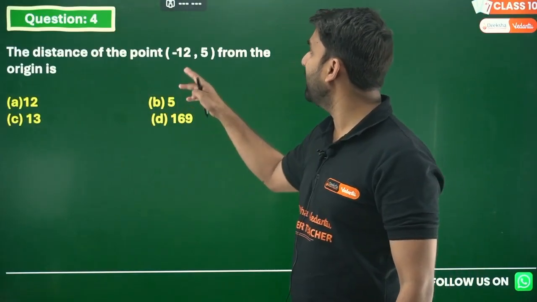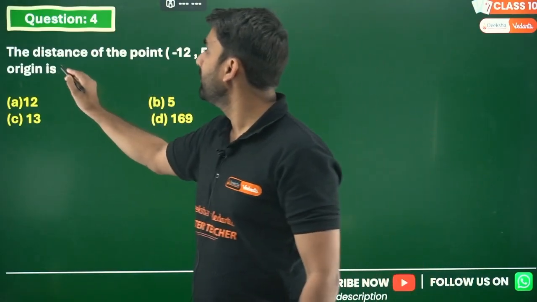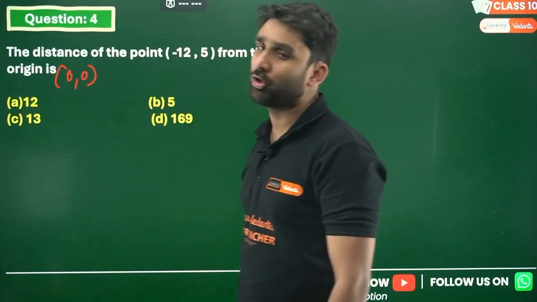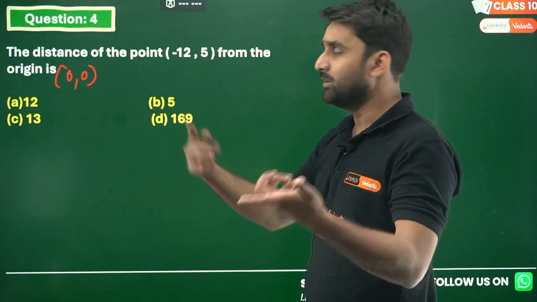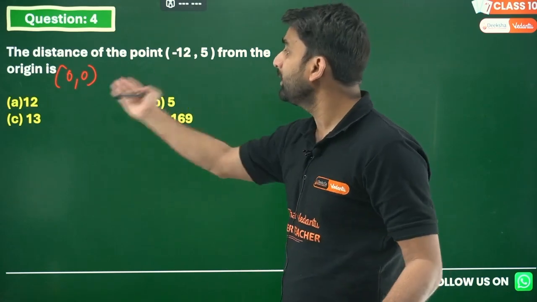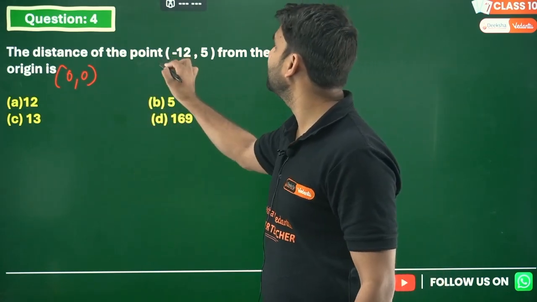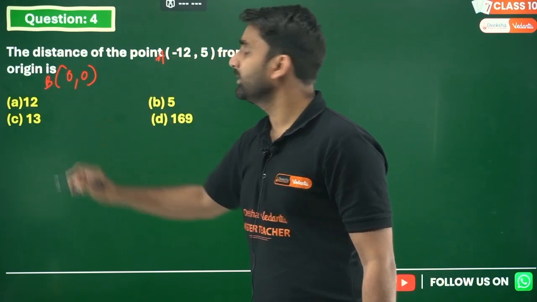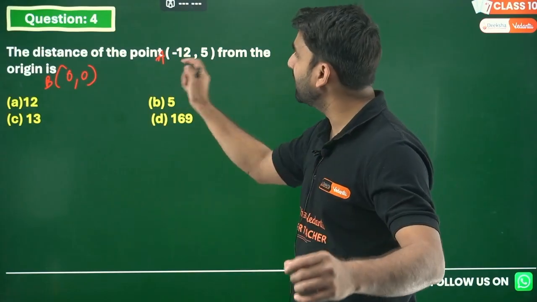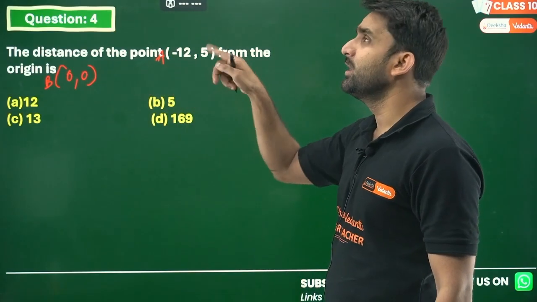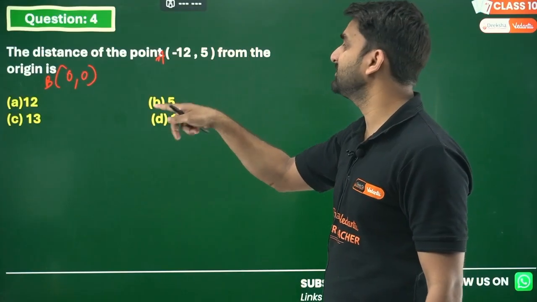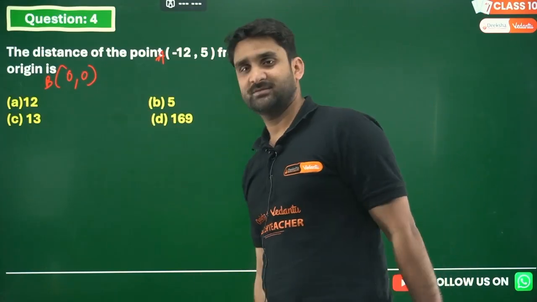The distance of the point from the origin. Origin means (0, 0), and this point is given to you. So draw the diagram and use the Pythagoras theorem, or you can also follow the distance formula. Let this be point A and this be point B. Even without using the pen, you can get the result. Under root of (minus 12 minus 0) whole square plus (5 minus 0) square: 144 plus 25, 169. Yes, 13 is the correct answer.